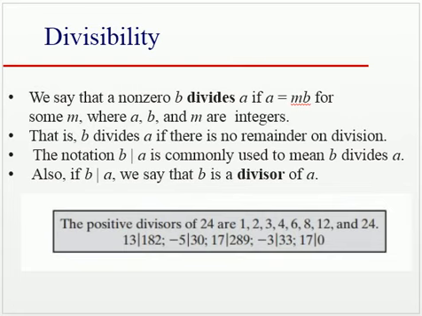If we see examples of this, the positive divisors of 24 are 1, 2, 3, 4, 6, 8, 12 and 24. All these are the divisors of 24. Also, we can say that 13 divides 182, minus 5 divides 30, 17 divides 289, minus 3 divides 33, or 17 divides 0. All these are examples of division, where in all cases the remainder is 0.